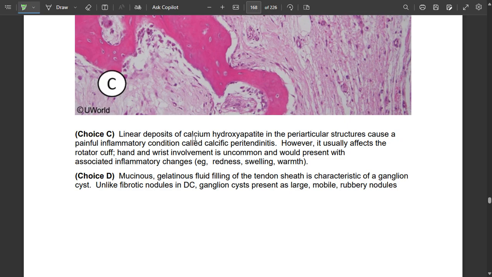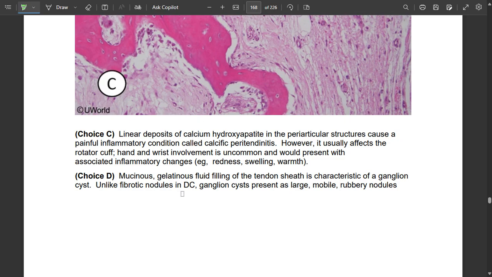Hand and wrist involvement is uncommon and presents with associated inflammatory changes, redness, swelling, and bumps. So in calcific peritendinitis, there is calcium deposition around the tendon. It is more commonly related to injury, and hand involvement is uncommon, but associated inflammatory changes can also be present.